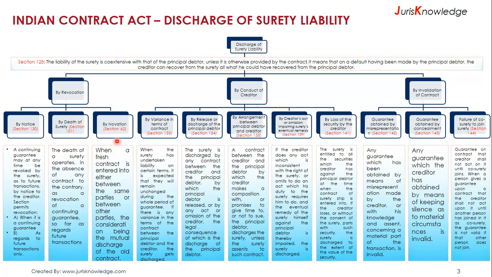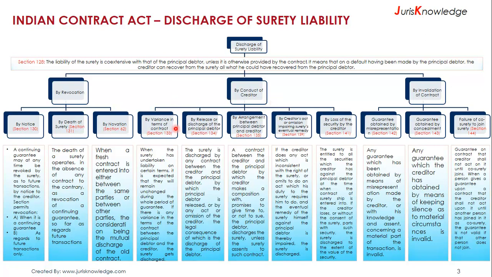Third is by novation, which is under Section 62, when a fresh contract is entered into either between the same parties or between other parties, the consideration being the mutual discharge of the old contract. The second head is discharge of surety liability by conduct of the creditor.